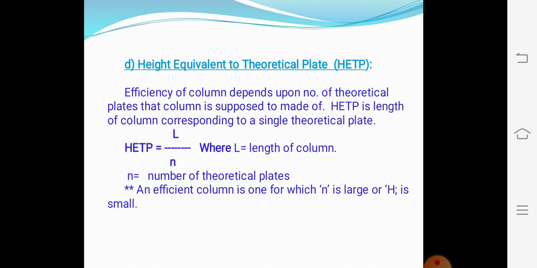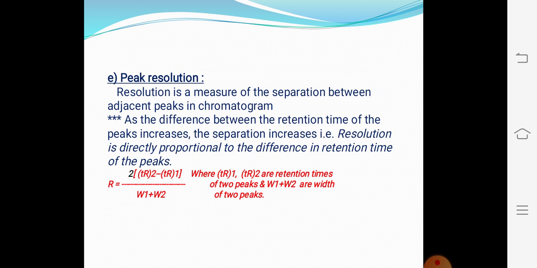Next, height equivalent to theoretical plates. Efficiency of a column depends upon the number of theoretical plates that the column is supposed to have. HETP is the length of column corresponding to a single theoretical plate, equal to L upon N, where L is the length of the column and N is the number of theoretical plates. An efficient column is one for which N is large or H is small.